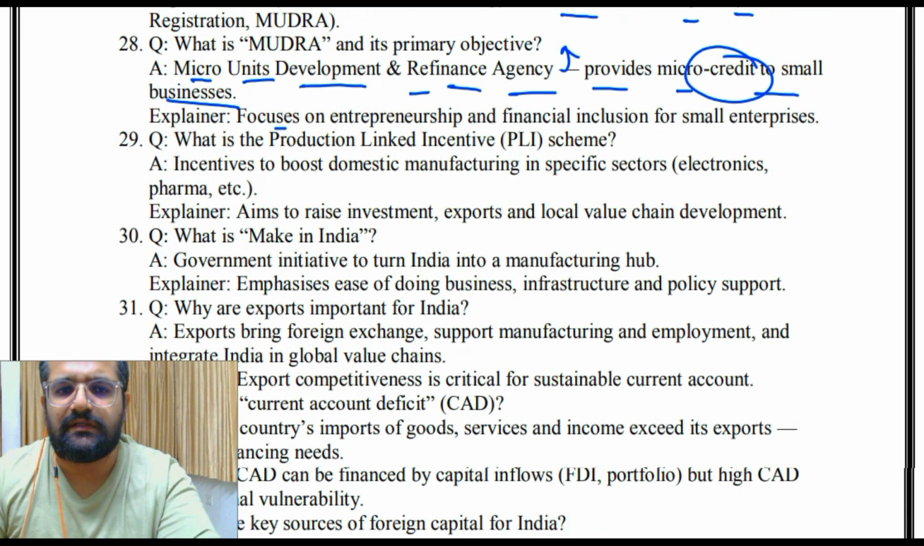What is the production linked incentive, PLI, scheme? Incentives to boost domestic manufacturing in specific sectors, electronics, pharma, etc. It aims to raise investment, exports and local value chain development.